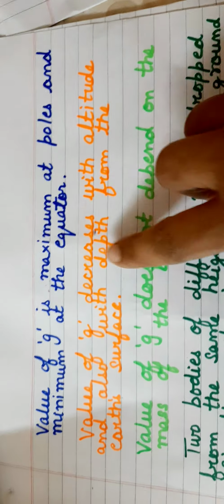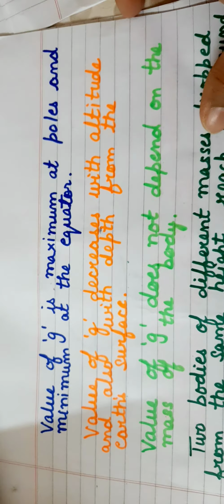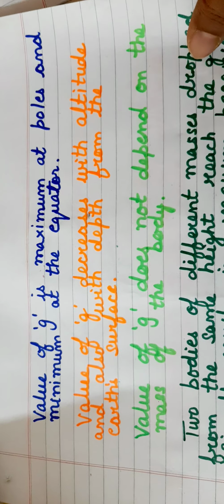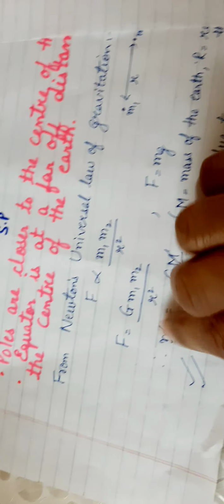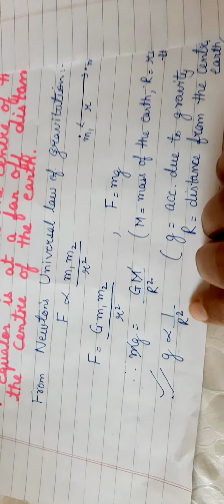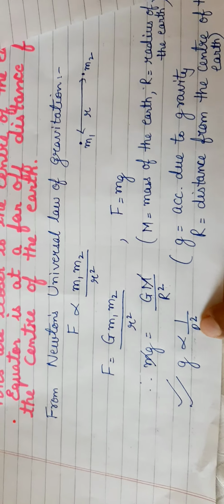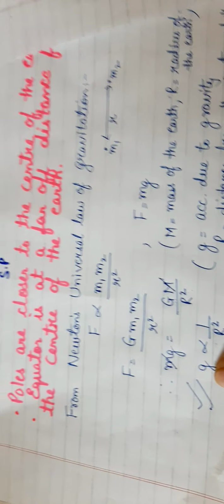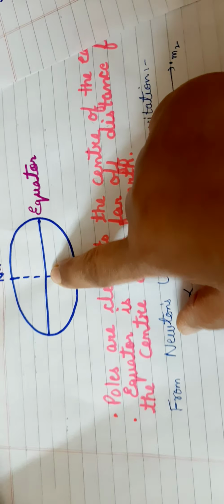Then I discussed these two strong statements, that the value of g is maximum at the poles and minimum at the equator, and it decreases with altitude and depth. What is the reason? The reason is the same. The value of g is inversely proportional to the distance from the center of the earth. So as the distance increases, the value of g would decrease, and when the distance decreases, the value of g would increase. And the value of g at the center of the earth is 0.